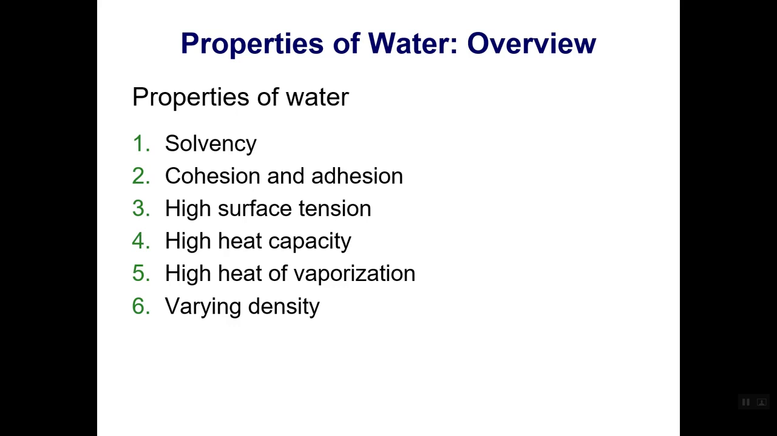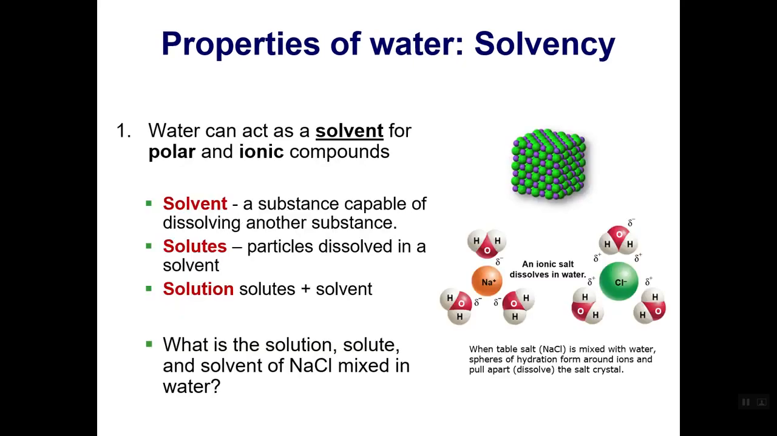Okay, so what are these properties of water that make it so conducive to living things? They are solvency, cohesion and adhesion, high surface tension, heat capacity, heat of vaporization, and varying density. Let's start with the first one, solvency.